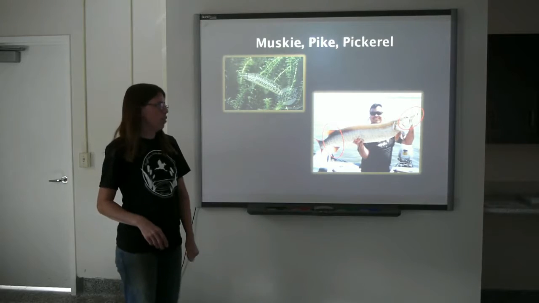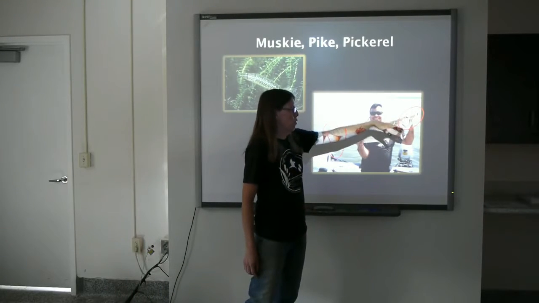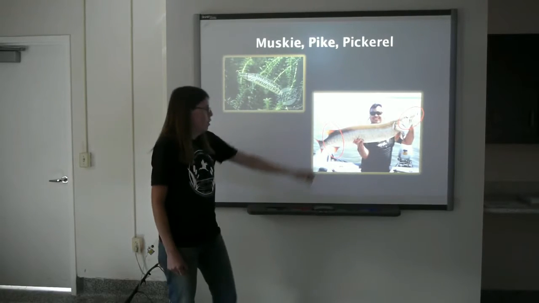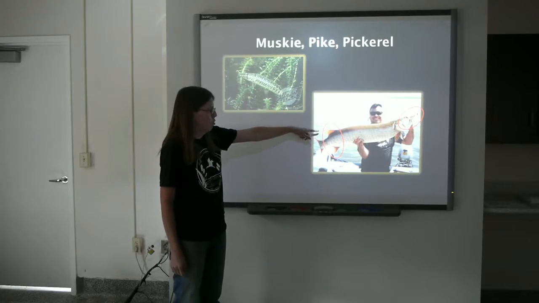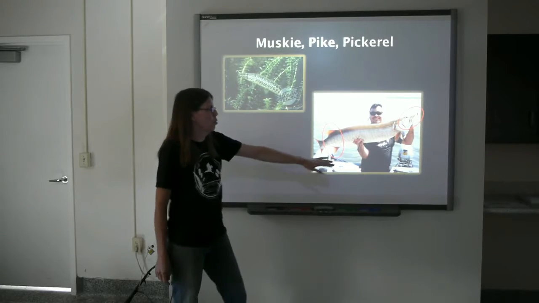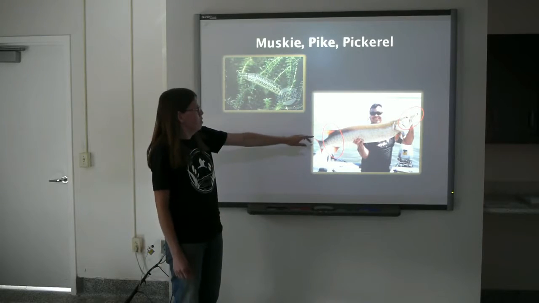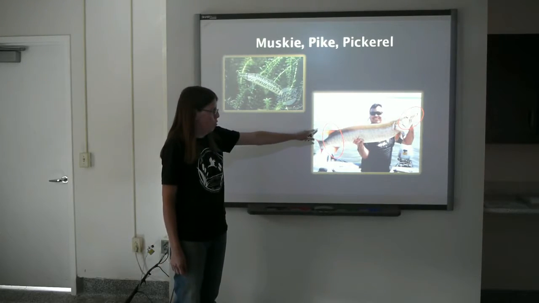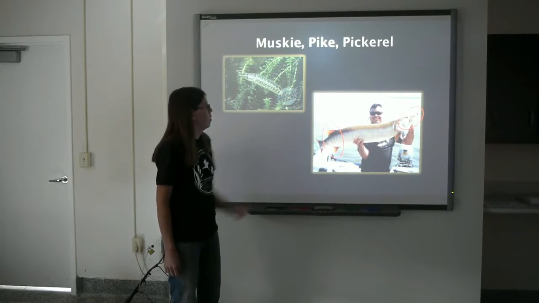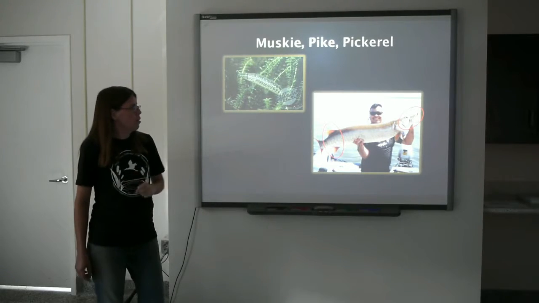Muskie, pike and pickerel all look very similar. They have this duckbill mouth that's filled with very sharp teeth. Their dorsal fin is set very far back in line with their anal fin. Most fish, the dorsal fin would be around the center of the body. The muskie, pike and pickerel, their dorsal fin is all the way in the back in line with the anal fin. This duckbill mouth is very prominent in this family.